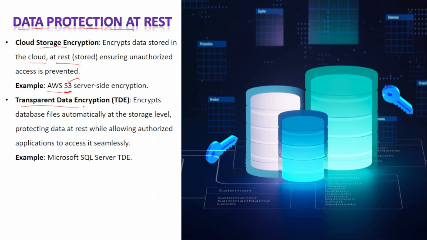Second is transparent data encryption. It encrypts database files. So this is very important. If there is a question in the exam that asks about database encryption, always remember that the database encryption type is TDE, or transparent data encryption. It encrypts database files automatically at the storage level, protecting data at rest while allowing authorized applications to access it seamlessly. Example: Microsoft SQL Server TDE, transparent data encryption.